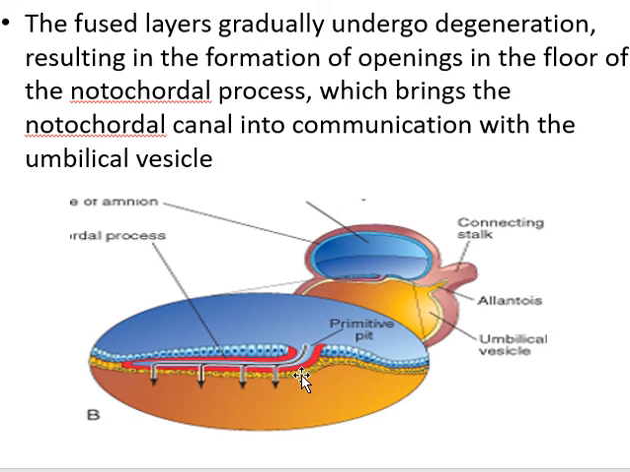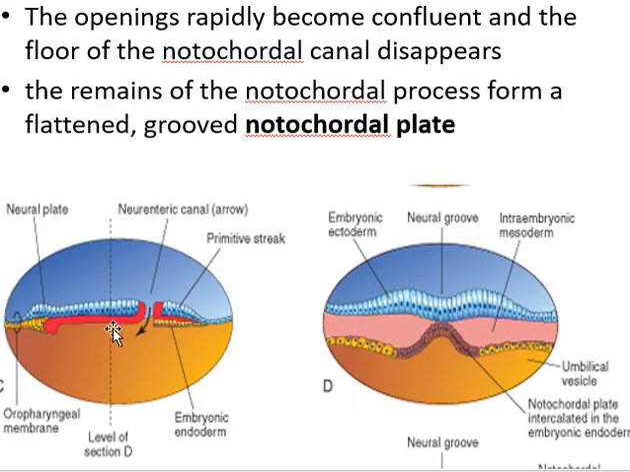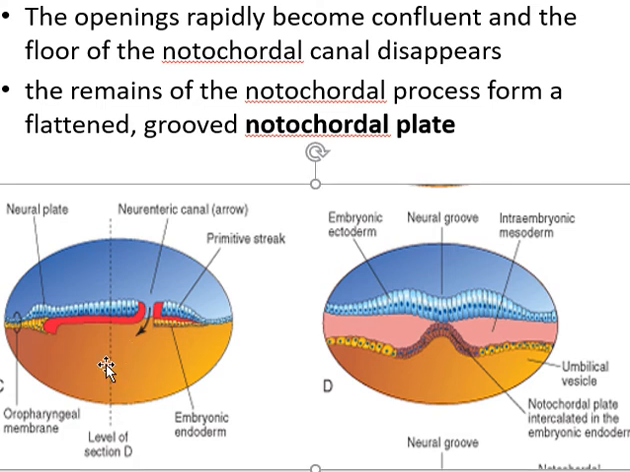This floor will be fused with the underlying endoderm, and there will be perforation within it. Due to this degeneration process, these two fused layers will become porous in nature. Then this fused layer will disappear, and the primitive pit gets communication to the yolk sac. So this hole is now called the neuroenteric canal. This neuroenteric canal will communicate the amniotic cavity with the yolk sac cavity.